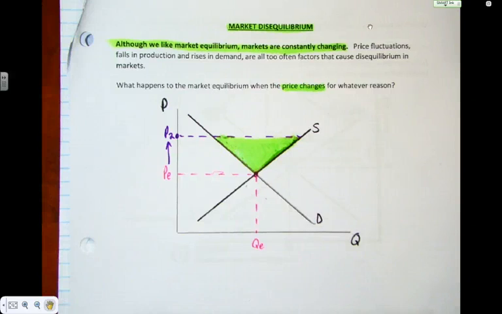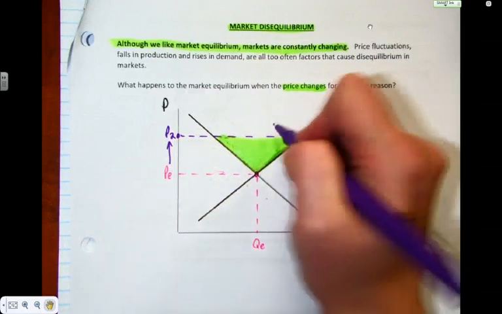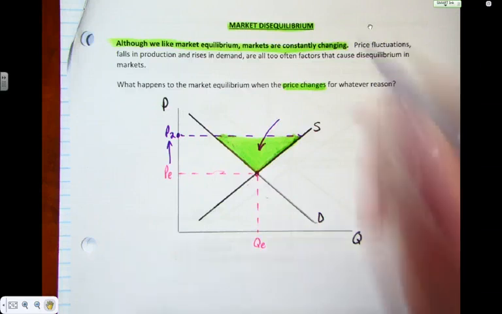And so does anyone want to guess what we call it when producers are producing more than people want to buy? Overproduction, good answer. There's another economics word. Overstock, reserve, we call it surplus.